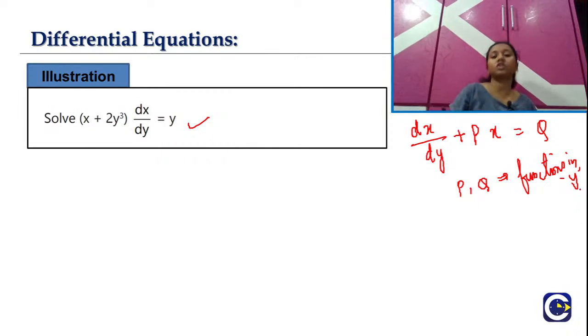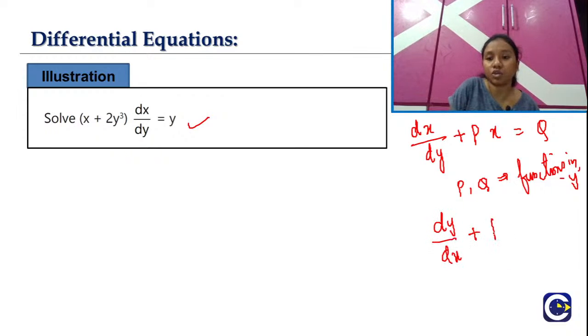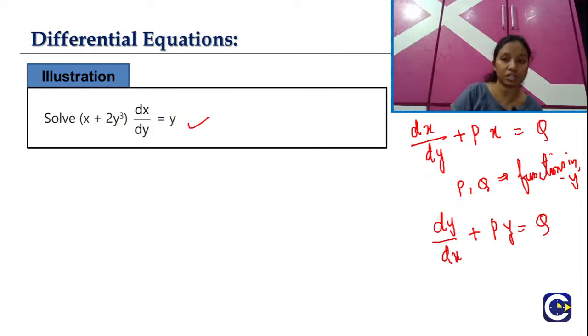If it is not possible to do in this format, you can rearrange it to dy by dx and then you can do it. Either it can be dx by dy or dy by dx, but it should be in terms of our linear format. The only difference is if we are having dy by dx, our p and q will be functions in terms of the variable x, whereas if we are having dx by dy, then p and q will be functions in variable y. That's the only difference here.